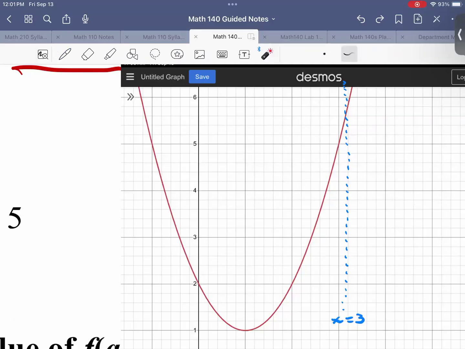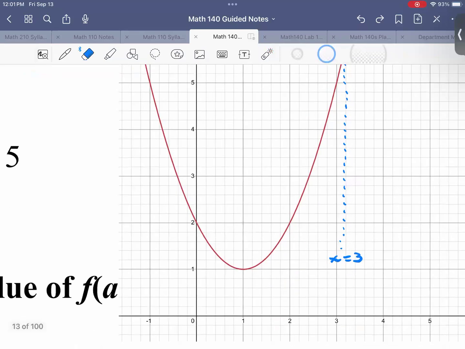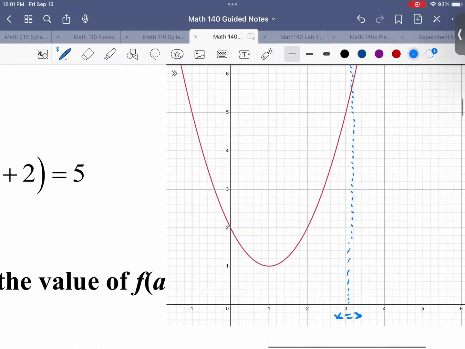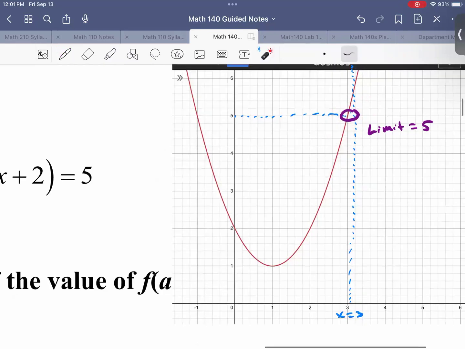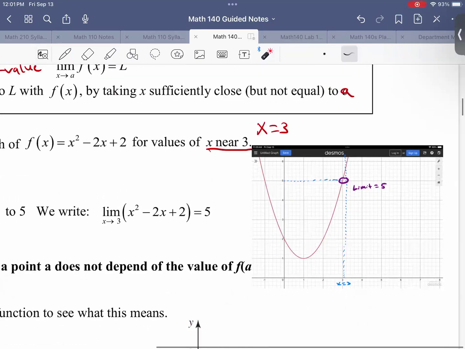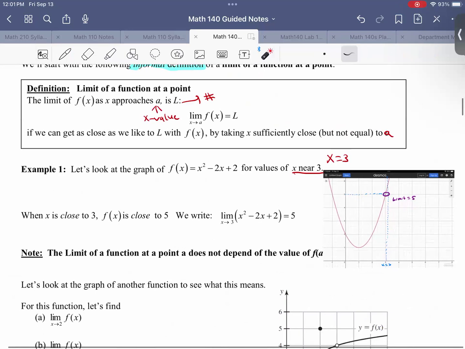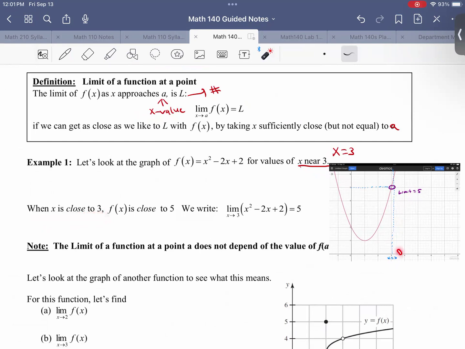Okay, welcome back. So as x equals 3, as we're coming up from x equals 3, what value is our function at? It looks here that our function is at 5. So that means our limit is going to be 5. Okay, that's where our function looks like it's at x equals 3. So graphically, we were able to figure that out. So what this next statement says is when x gets close to 3, which is exactly what we did, f of x is close to 5. And so we write the limit as x approaches 3 of that function is going to be equal to 5.